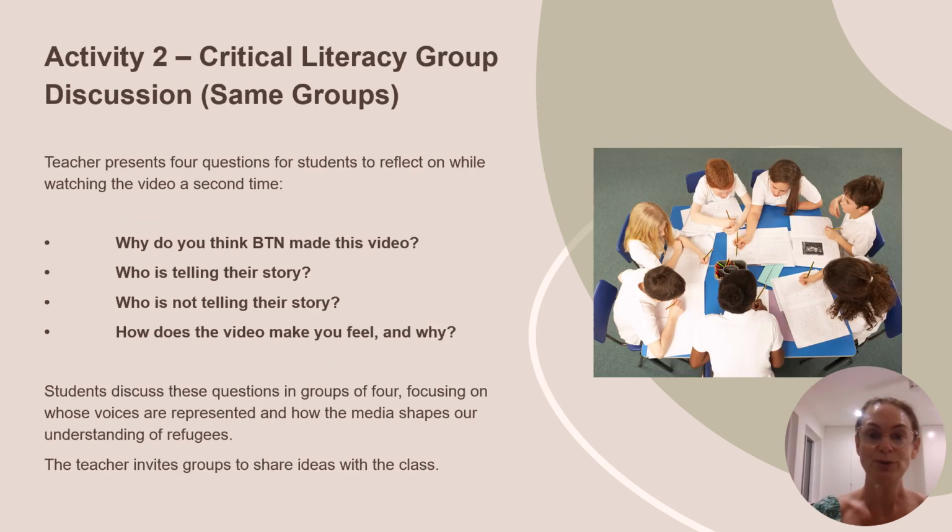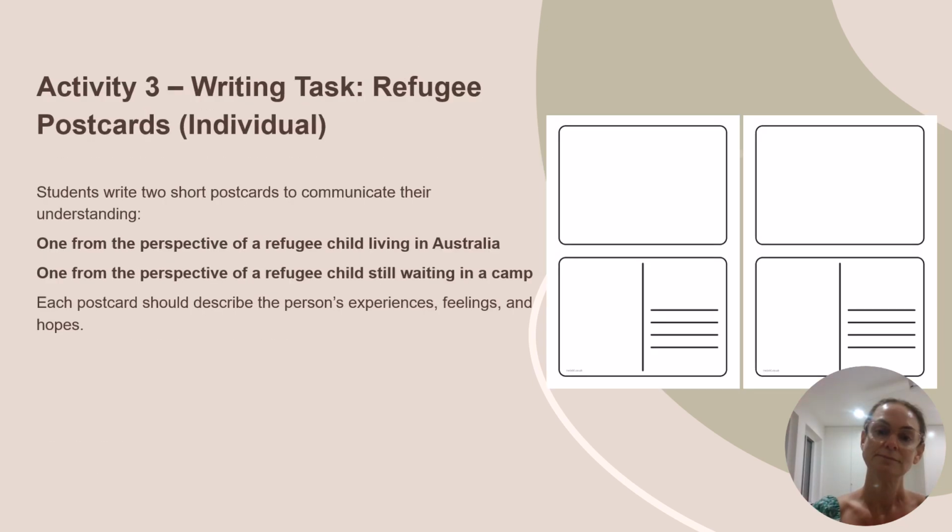In Activity 2, students re-watch the video and discuss questions such as who is telling the story and who isn't. At this stage, they are working as text analysts, questioning the purpose and perspective of the media. They begin to see that text represents some voices while leaving out others, developing the ability to read critically.